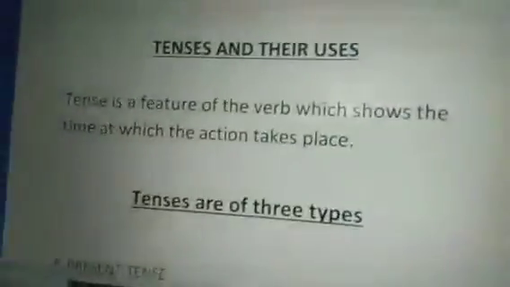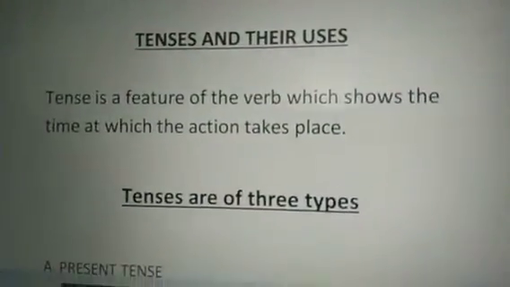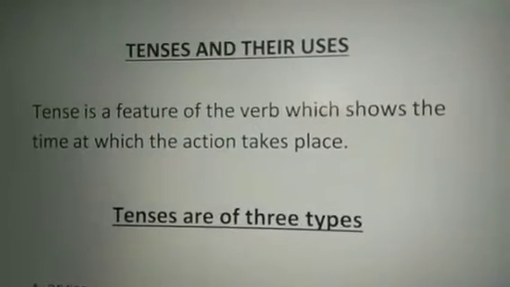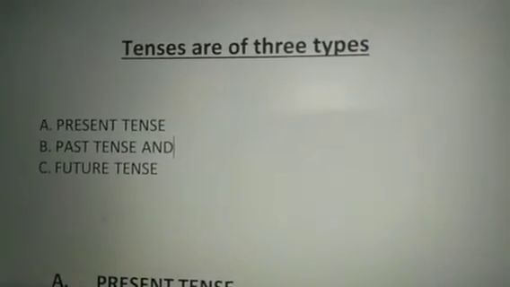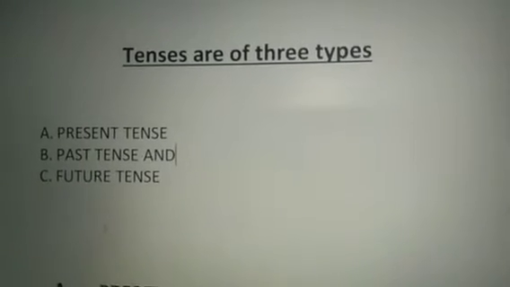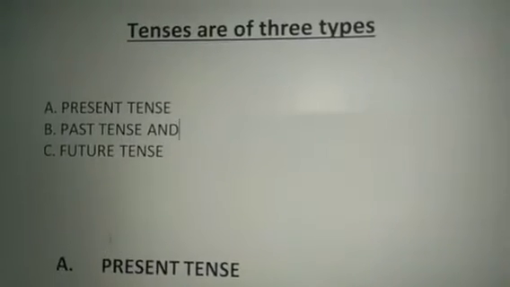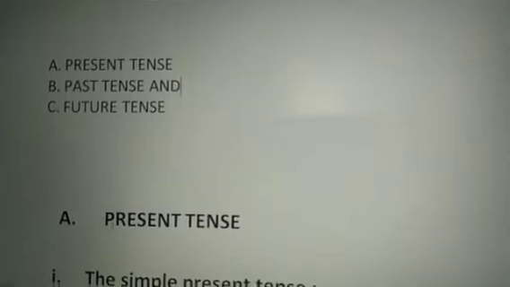Tenses and their uses. Tense is a feature of the verb which shows the time at which the action takes place. Tenses are of three types: present tense, past tense and future tense. Let us discuss present tense first.